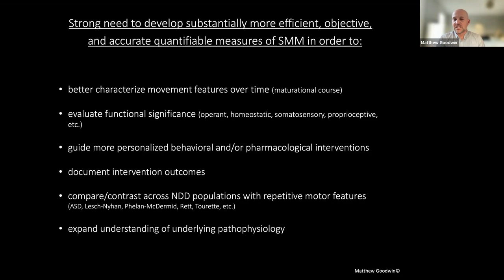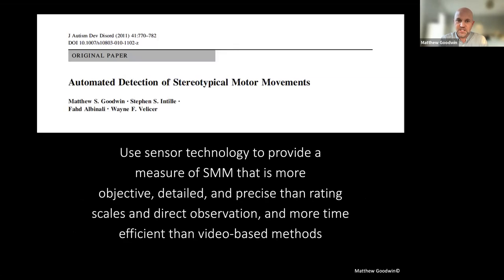Autism is also not the only condition that engages in these classes of behaviors. We see this as a cardinal feature in a lot of neurodevelopmental disorders like Lesch-Nyhan syndrome and Phelan-McDermid, Rett syndrome, Tourette syndrome, Angelman syndrome. So having a standardized means to collect this motor information that we can compare and contrast across different developmental conditions may tell us something about underlying pathophysiology that may differentiate life course for individuals who engage in these behaviors.